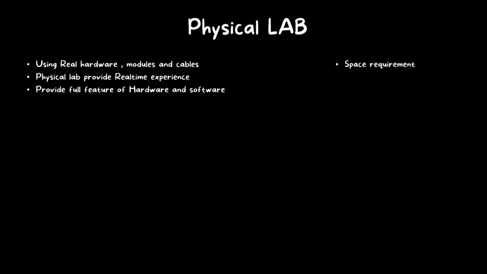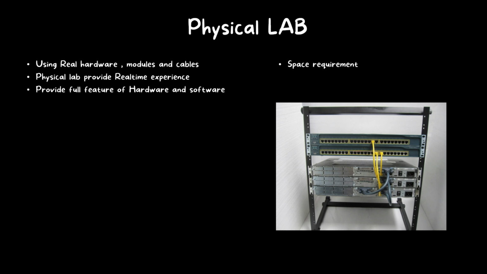And there are some other points to be considered when you are setting up a physical lab. One of the points is the space requirement. If you want to set up the physical lab, you need to have the proper space to install all the physical hardware. For example, you need to install a small rack to mount all of the physical hardware. You need to find a space to accommodate all of the physical hardware. That is one of the requirements.